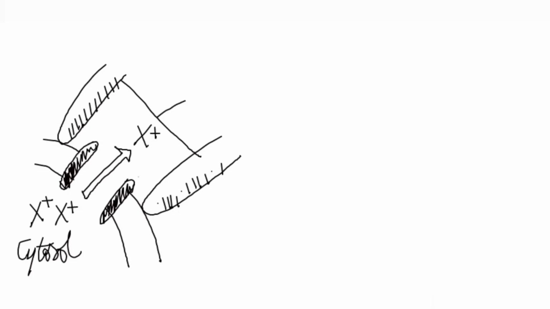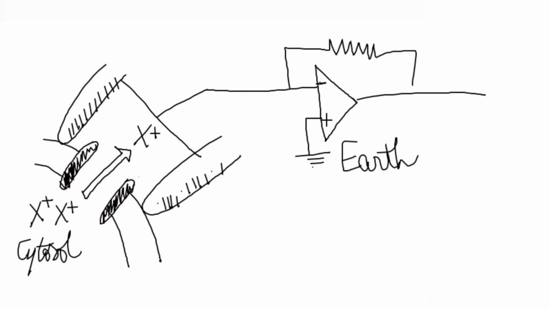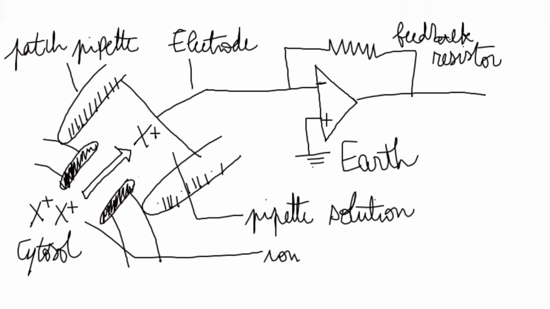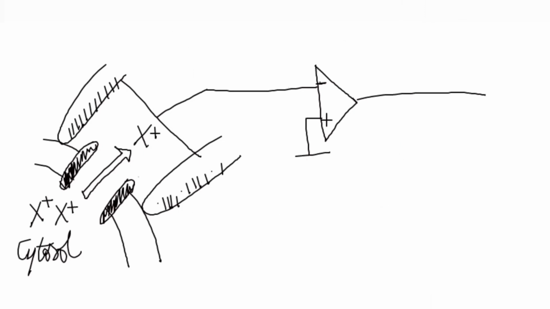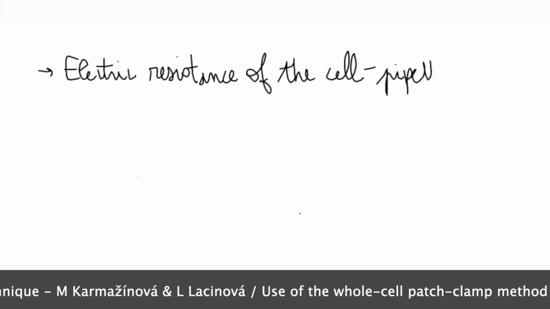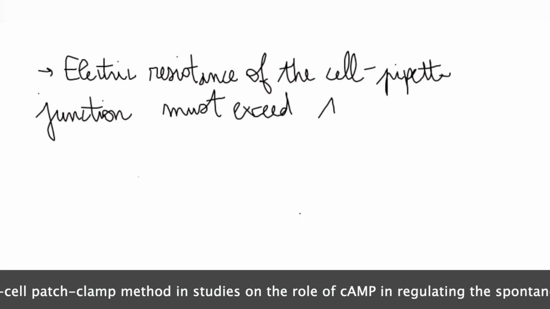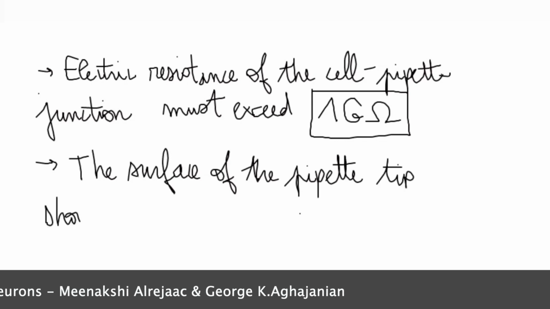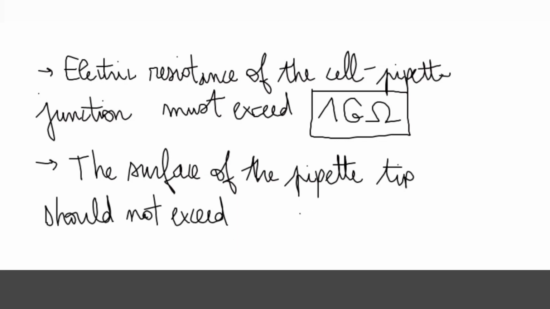The principle of the method is near-perfect electrical isolation of a small patch of cell membrane inside the tip of a glass electrode, which is reached by gentle pressing of the pipette against the cell followed by gentle suction applied through the pipette. Electric resistance of the cell-pipette junction must exceed 1 gigaohm. Under this condition, the background leak currents caused by a flow of random ions between the cell surface and the surface of the pipette tip should not exceed 10 pA, so that the measurement of the current carried through the expressed ion channels is not disturbed.